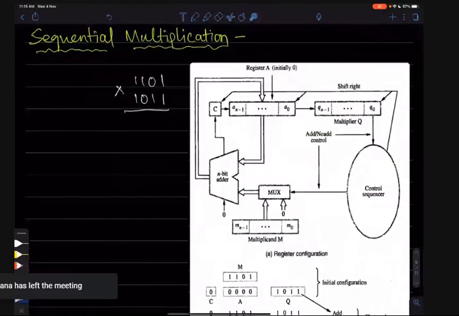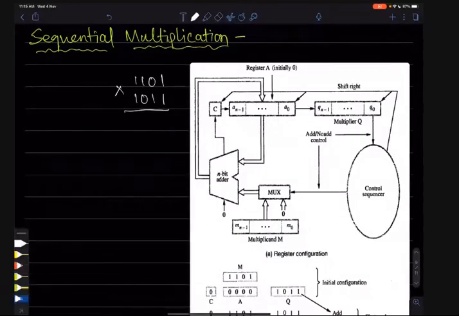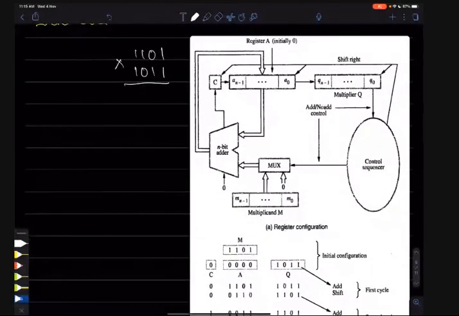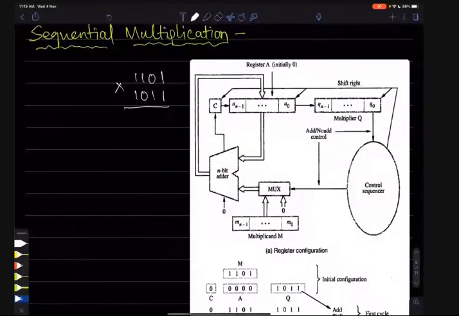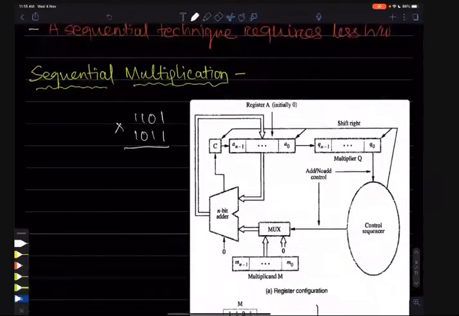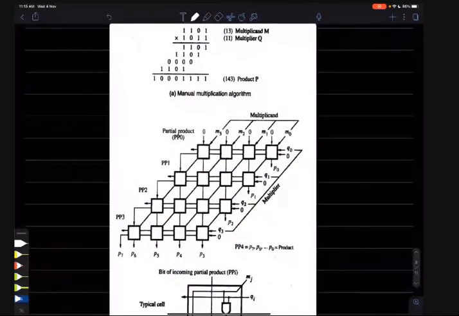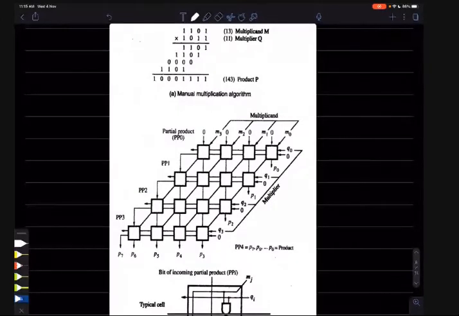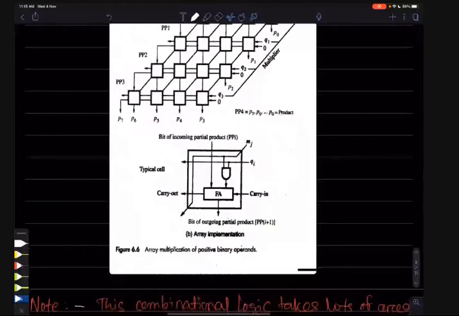So let's do the multiplication so that you can understand what this circuit is and what we are going to do in sequential multiplication. In the previous case we were doing all the multiplication by this single circuit, but in the next case we will not do all the multiplication at a time. We will do it sequentially, step by step.